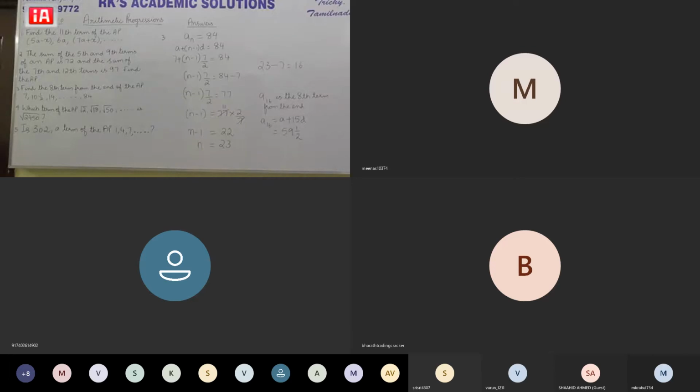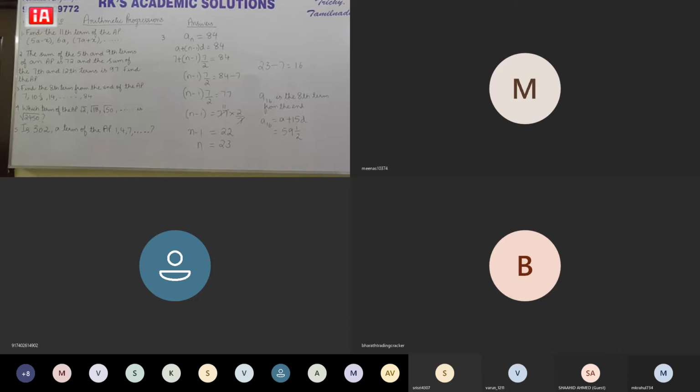So the first step to answer the third question was to find the number of terms in the sequence. How do we find the number of terms? Go up to the last term and find its position. The last term in the sequence is 84. So you have to work a_n equal to 84 to find the position of 84 in the sequence. On working that, we get n is 23. The number of terms in the sequence is 23.